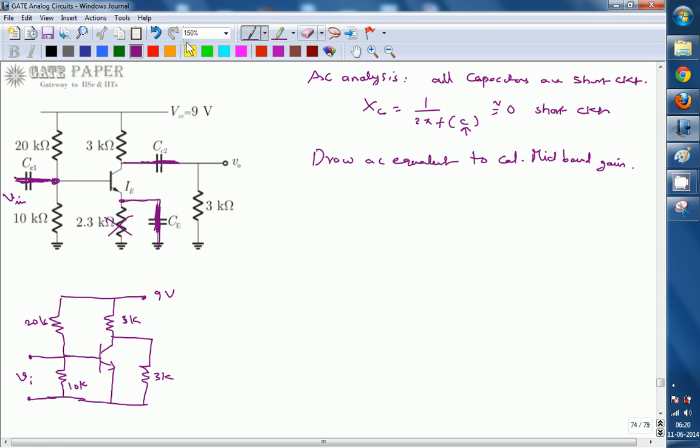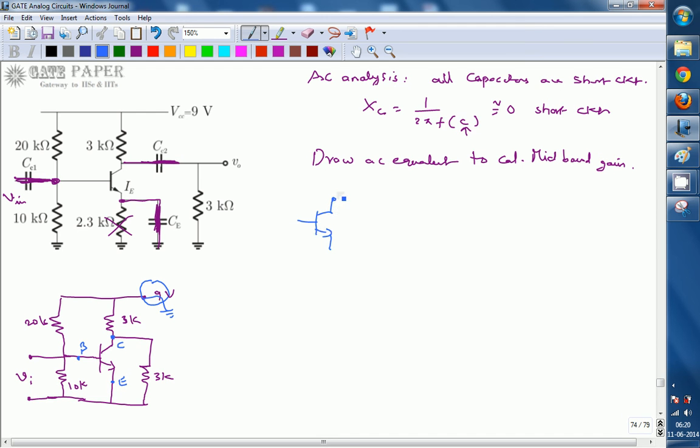So first we are going with this. The DC voltage source is going to be treated as ground, so that we are going in this way. This is collector, and it is base, and this is emitter. So we are going with a transistor symbol first, indicating the terminals collector, emitter, and base.